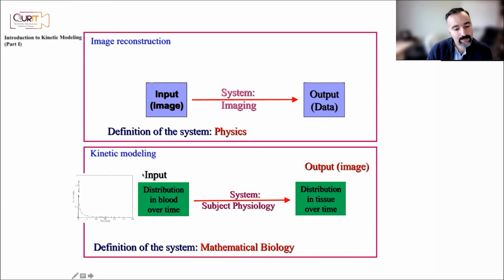And let's say we have a way of measuring the distribution of the radiopharmaceutical over time in the blood, in the plasma. So we have this and we have this, and from those we reconstruct or estimate certain parameters, let's say, microparameters in the subject physiology. So here, definition of the systems based on mathematical biology.